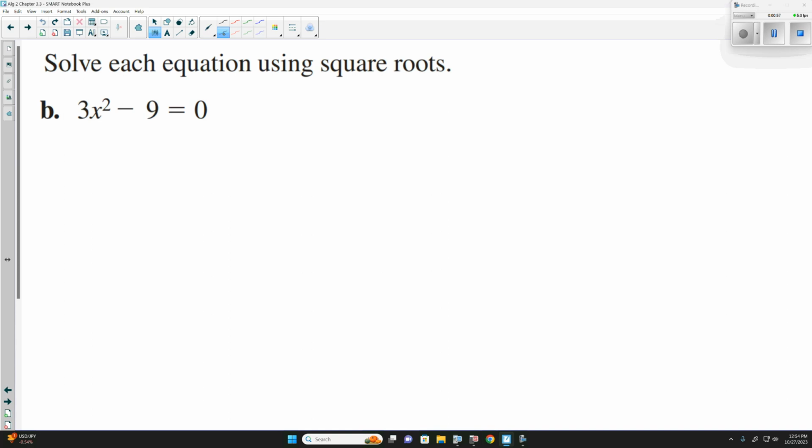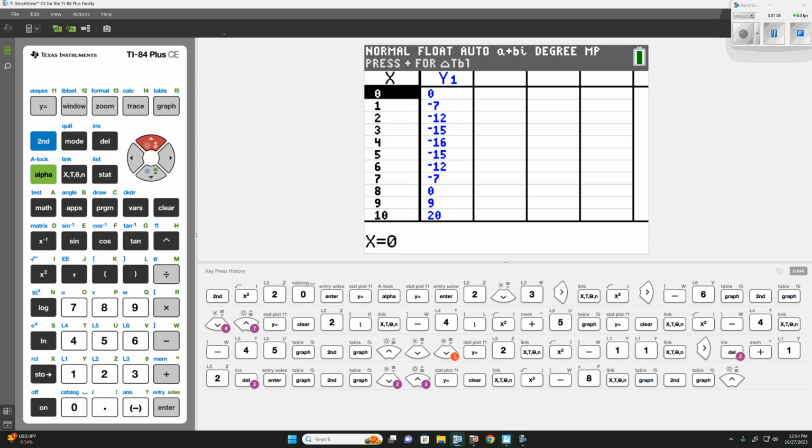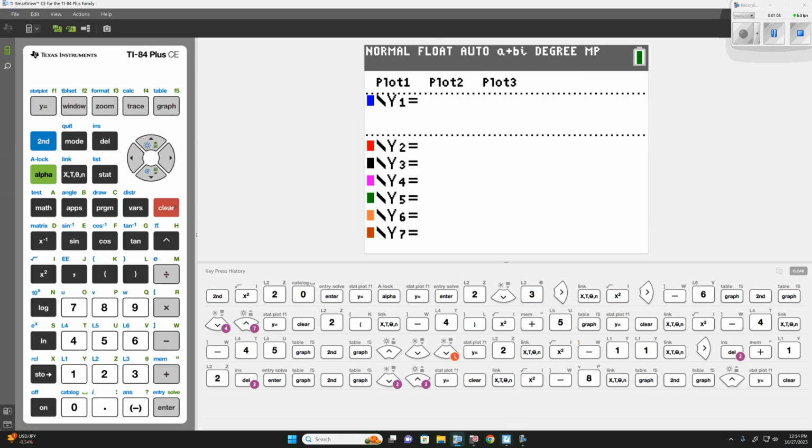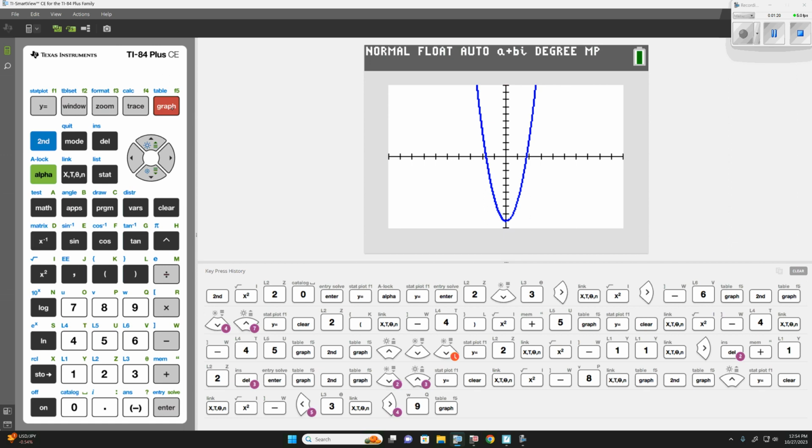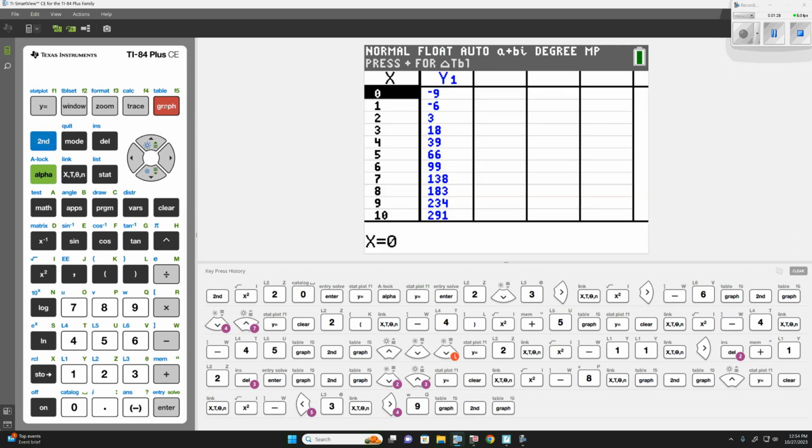So this here, 3x squared minus 9, doesn't have a middle term. We don't have an x without an exponent, so we can use the square root method. Now it is equal to 0, so we can try graphing it. It is 3x squared minus 9. We see that it crosses the x-axis at 2 points, one close to -2 and one close to 2. But if we look on the table, we do not have an x value listed in which the y value is 0.